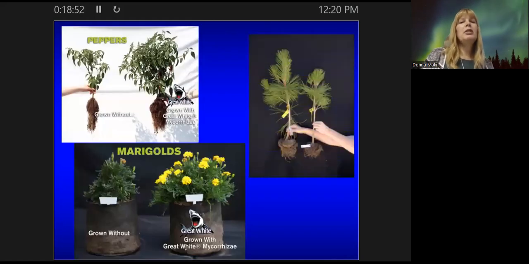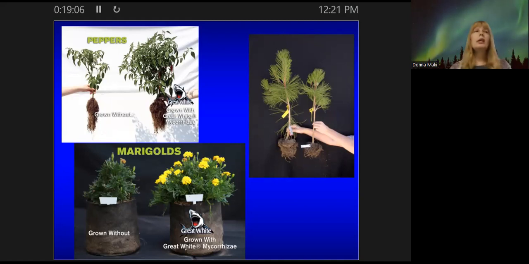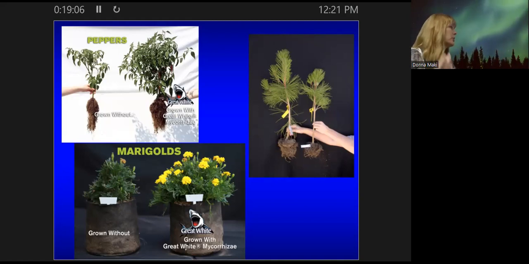Here are just some images taken from different websites where they're promoting the sale of mycorrhizal amendments. I've used the Great White quite a bit in this class off and on over the years. That's one product, but there are many others since then. They were one of the earlier ones, but there are lots of other options. And they like to show pictures like this of plants with and without the mycorrhizal fungi.